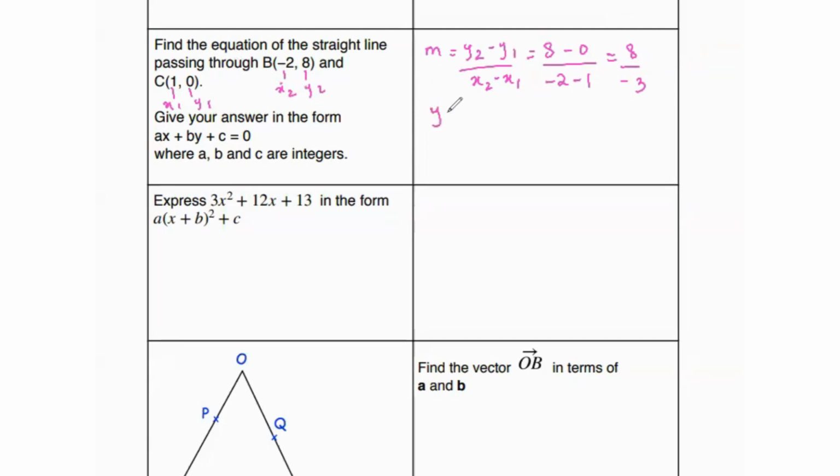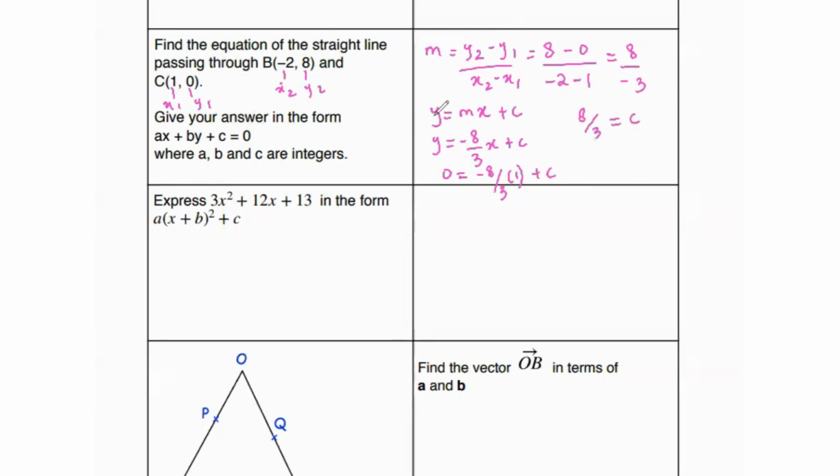So we have y equals mx plus c as the slope-intercept form. What we can do is substitute the gradient, which is m. So that's going to be y equals negative 8 over 3x plus c. Now we can put any point from b and c in this equation to find the value of c. I'm going to choose point c because it's going to be easier to solve. So y is going to be 0 and x is going to be 1. That means c is going to be 8 over 3.